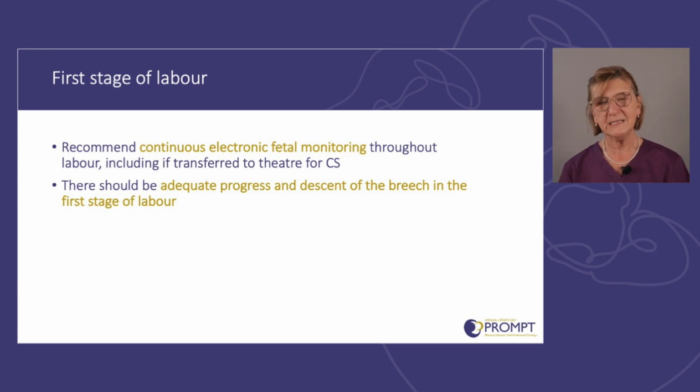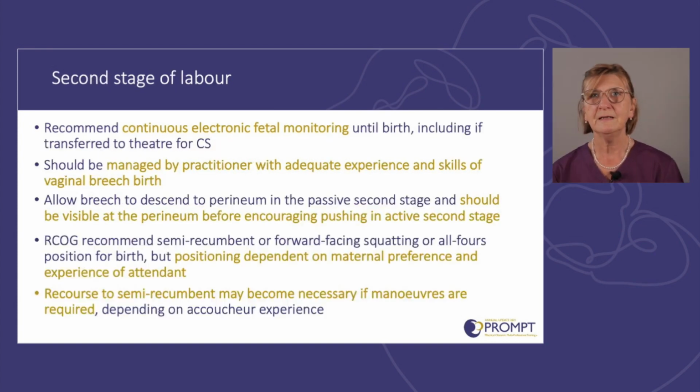So, thinking of the practicalities of the first stage of labour, the recommendation is that they should have continuous electronic fetal monitoring throughout labour, and that's including if you're transferring to theatre for caesarean section. Very important that the fetal monitoring is continued right until the baby is born. It's important that there's adequate progress and descent of the breech in that first stage of labour.